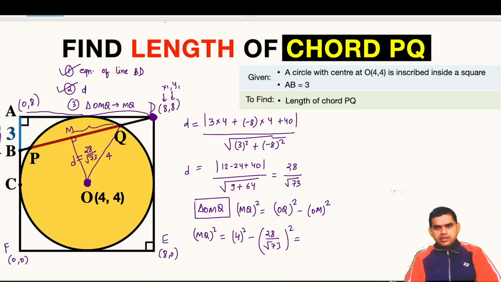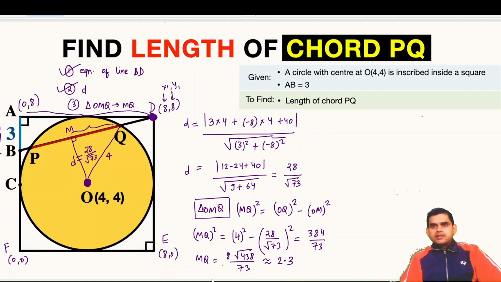So we will use calculator. 28 over root 73 squared, and we will subtract from 16. So this will give us 384 over 73. So MQ will be square root of this value, which will be 8 root 438 over 73 in short, and this will be approximately 2.3 units, the length of MQ.